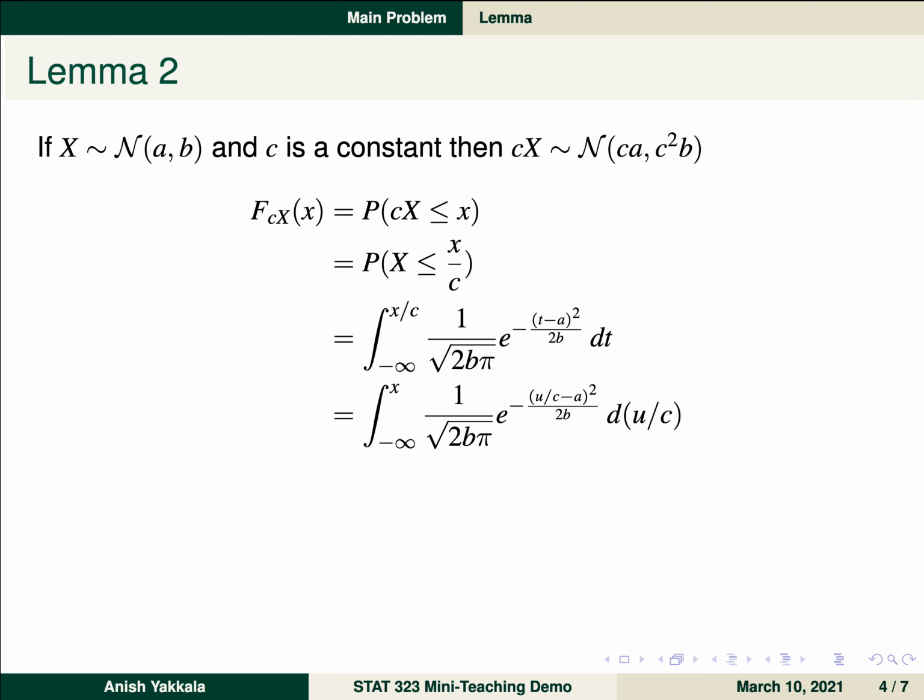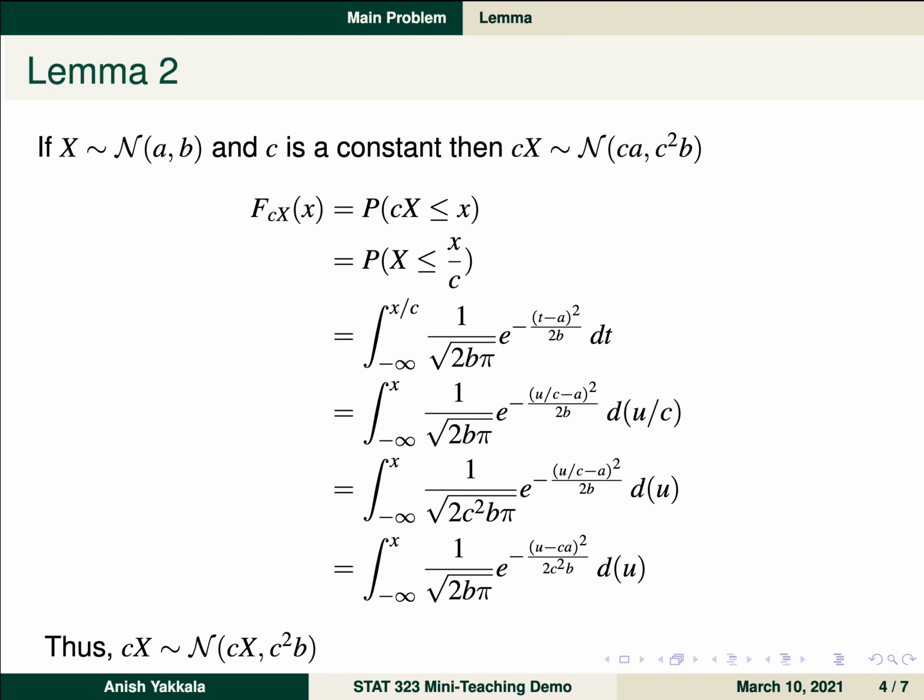Alright, let's do u substitution again. Here, u will be u equals x divided by c. And recall the derivative of u divided by c, where c is just a constant, is 1 over c. Alright, well, 1 over c times our fraction, 1 over square root 2 times b times pi. And if we want to move the c inside the square root, it will just be 2 times c squared times b times pi. Okay. And recall, c squared over c squared is just 1. And we can multiply that inside the exponent. And so that way, now u divided by c minus a becomes u minus c times a. And the bottom 2 times b becomes 2 times c squared times b.